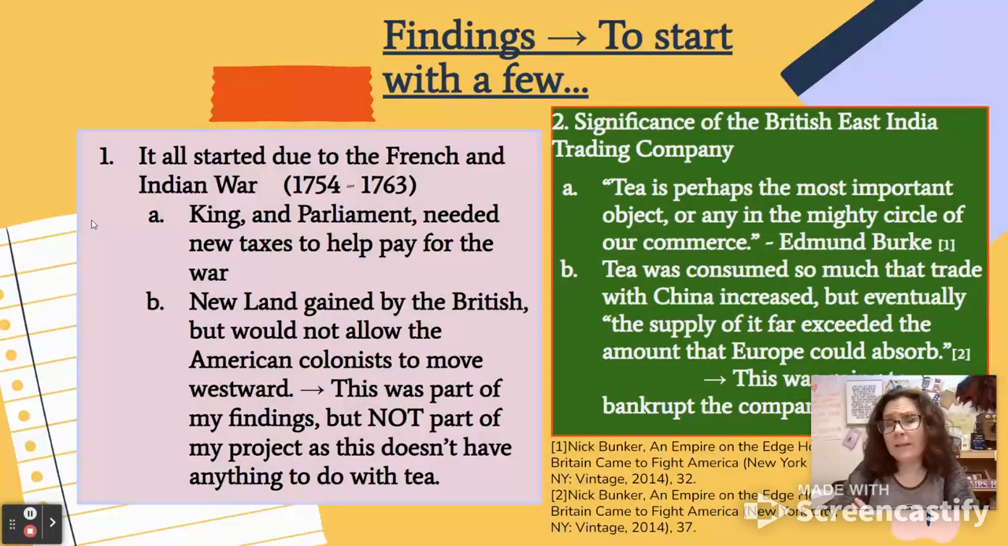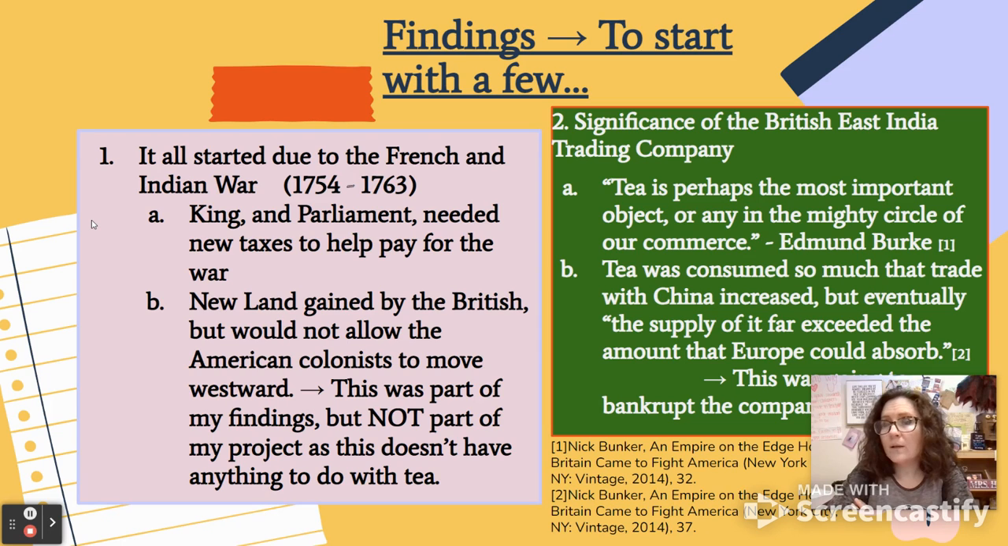So some of my findings, and I found a lot, and I thoroughly enjoyed the research. So these are just a few. It all started due to the French and Indian War. King and Parliament needed new taxes, and then there was new land gained by the British, but they would not allow the American colonists to move westward. That part I found really interesting, but it doesn't necessarily align with the Boston Tea Party, so I did not actually put that in my research. But again, it was just something I found interesting.